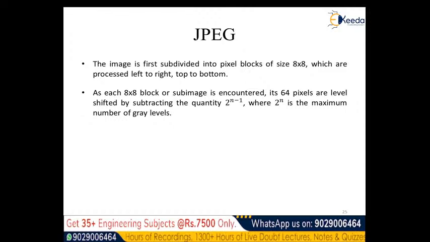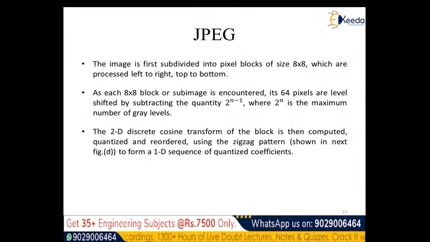Next to that, the two-dimensional discrete cosine transformation of the block, that means the entire image sample as provided in the problem statement by f of m comma n, was operated on, and the computation of the two-dimensional discrete cosine transformation was done. Further, it was also quantized and reordered using the zigzag pattern as we have done here. Here is one more illustration to show the form of a one-dimensional sequence of the quantized coefficients.